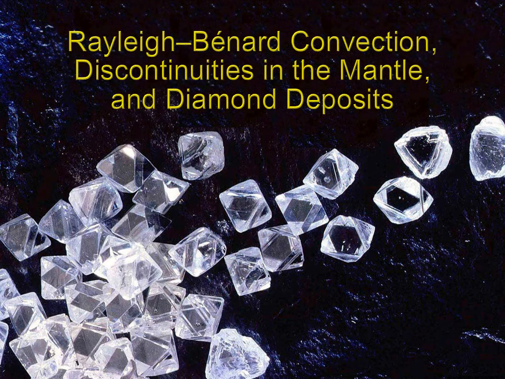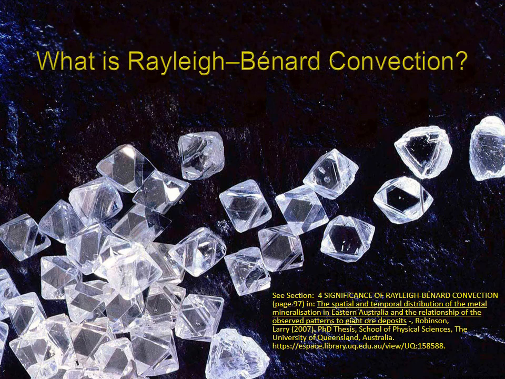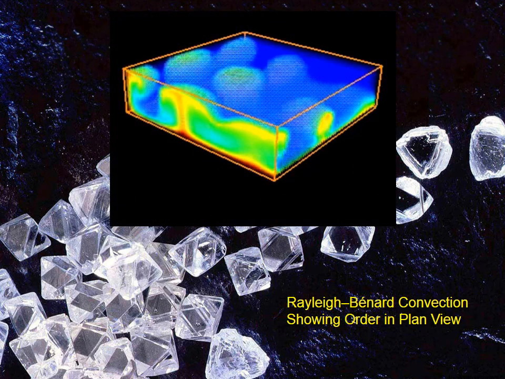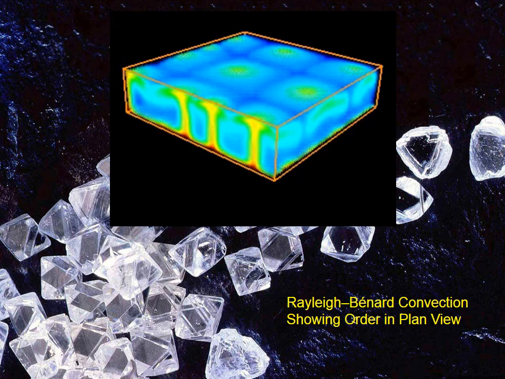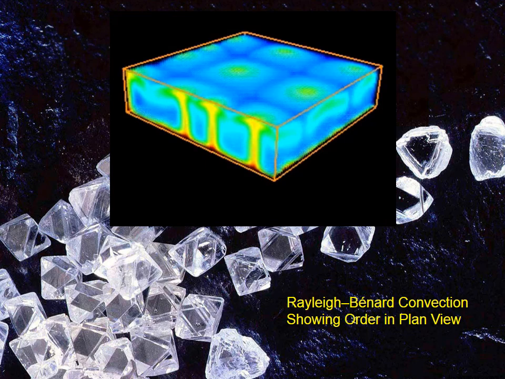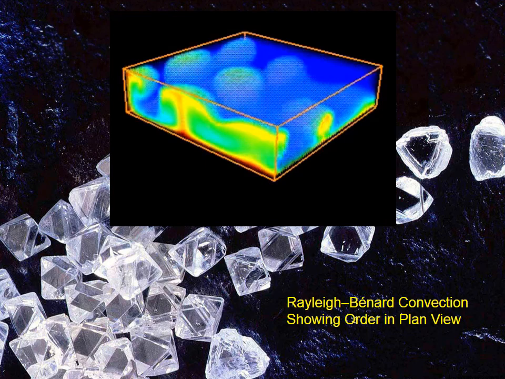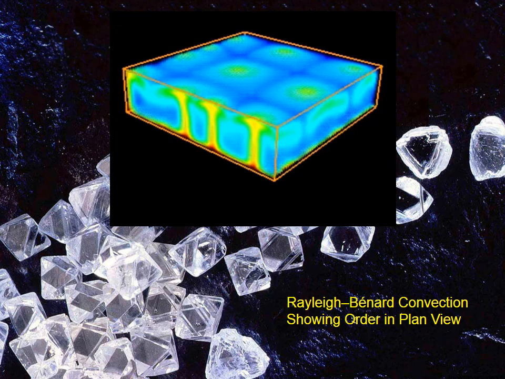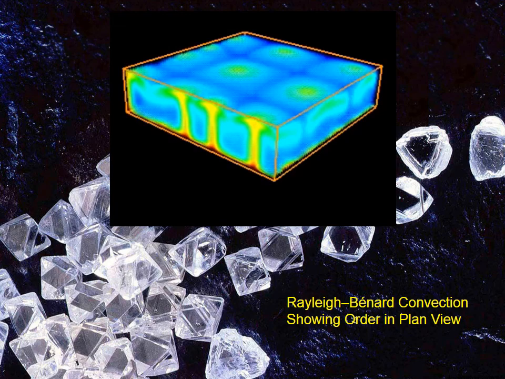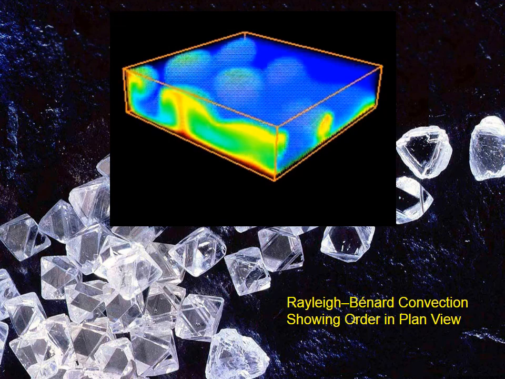Rayleigh-Bénard convection, discontinuities in the mantle, and diamond deposits. What is Rayleigh-Bénard convection? This is Rayleigh-Bénard convection forming a four-sided cell. If the plumes, the very centers of the cells, were closer together, the cell shape would be hexagonal in cross-section.